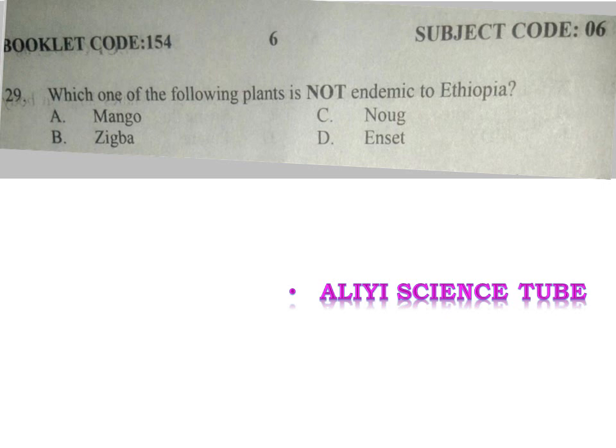Question number 29. Which one of the following is not endemic to Ethiopia? A, mango. B, ዝግባ. C, ኑግ. D, insect. So the answer is A, mango. Mango is not endemic to Ethiopia.